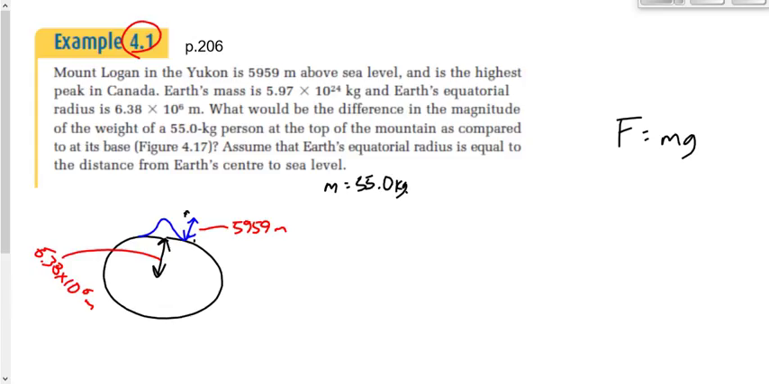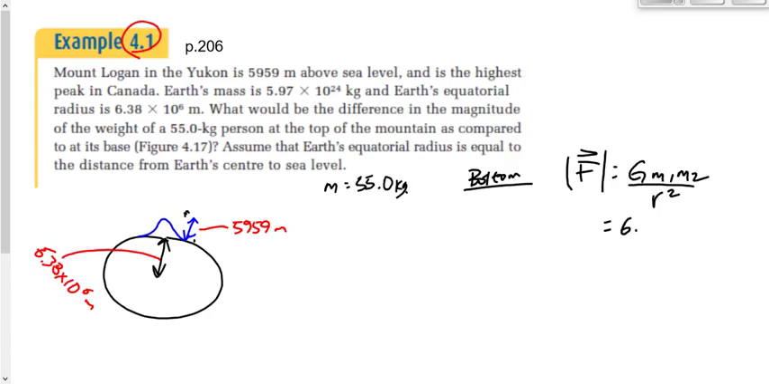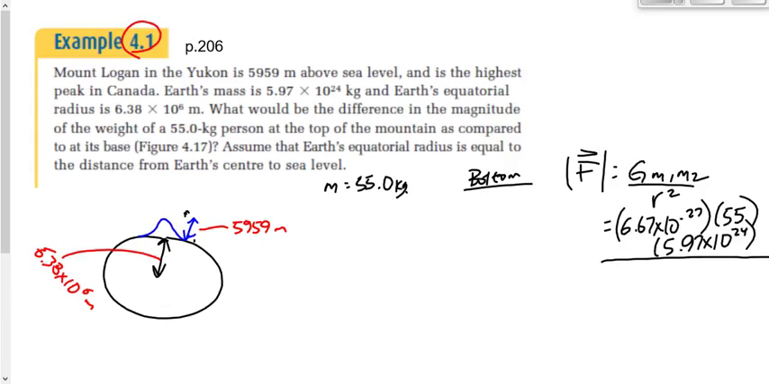So what we're going to do to find the force of gravity, or the weight, is not use m times g this time, but rather our new equation, which is G m1 m2 over r squared. So let's say at the base of the mountain, the weight, or force of gravity, is G m1 m2 over r squared. That's 6.67 times 10 to the minus 11 times mass 1, which is 55 kilograms. What's mass 2? The mass of the Earth, which on the back of your data sheet is 5.97 times 10 to the 24 kilograms, divided by r squared. What's r? 6.38 times 10 to the 6th.